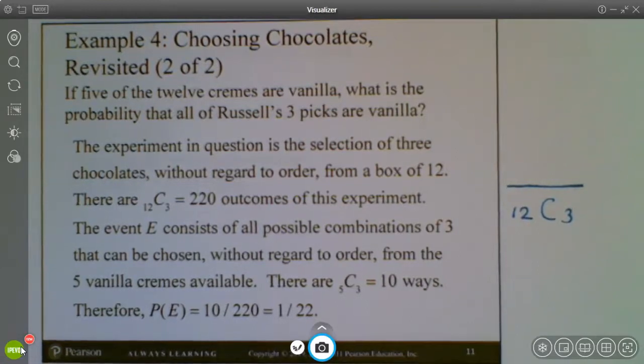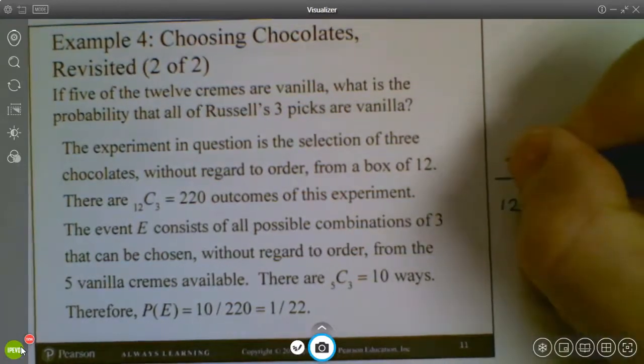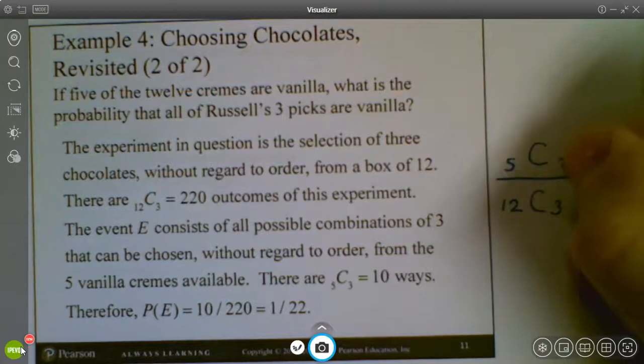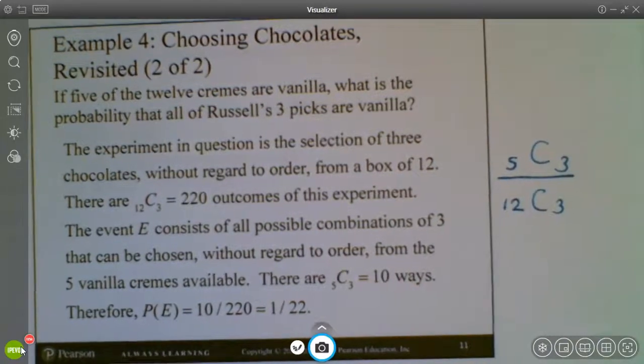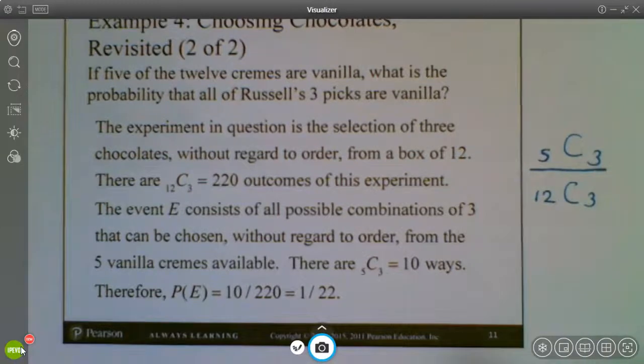Well, what goes on top? What goes on top is the number of ways of getting what you want. Right? We want 3 vanillas, and how many do we actually have to choose from? So this is where you have to get specific and say, okay, I want 3 vanillas. There's only 5 vanillas to choose from, so how many different groups of 3 can I get from those 5 vanilla donuts? So there's 5 to choose from, and we're choosing 3 of those 5 vanillas. Right? And so you could certainly set it up this way as well. This would also produce the same result, just a different approach.